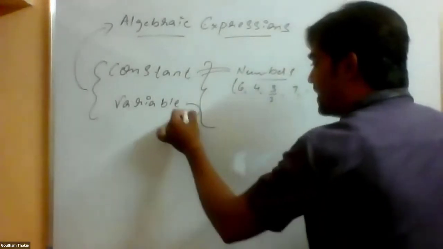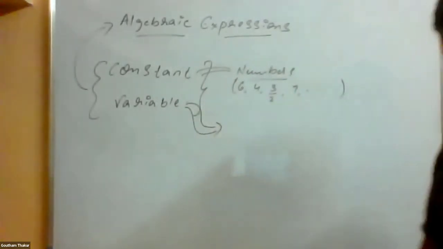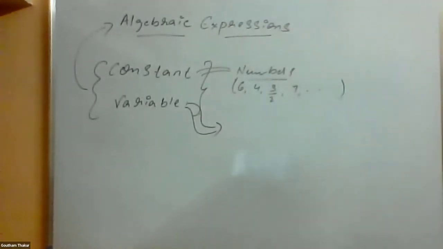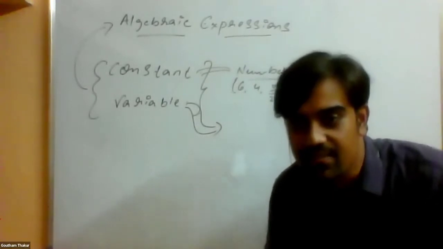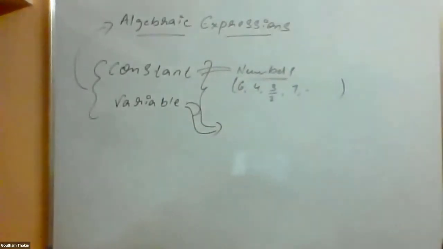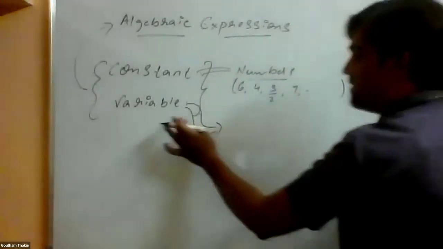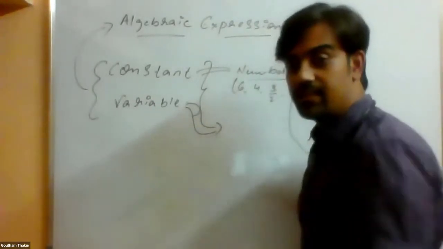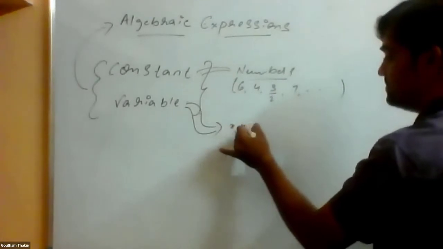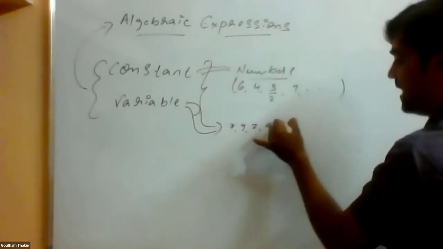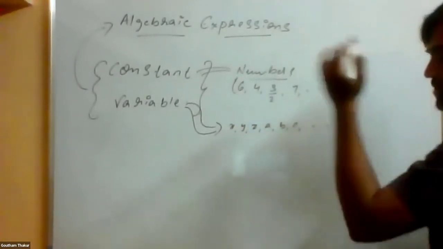Then what are variables? Obviously, from the name itself we can make it out: the value which keeps varying. Yes, very good. And variables are always represented with small alphabets, like x, y, z, a, b, c, and so on.